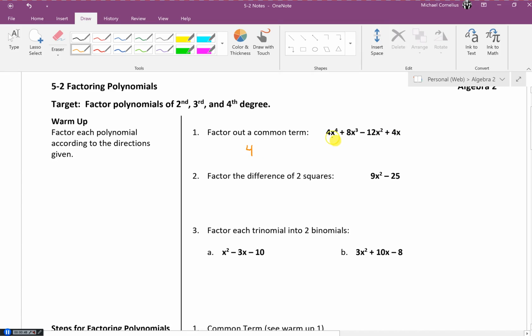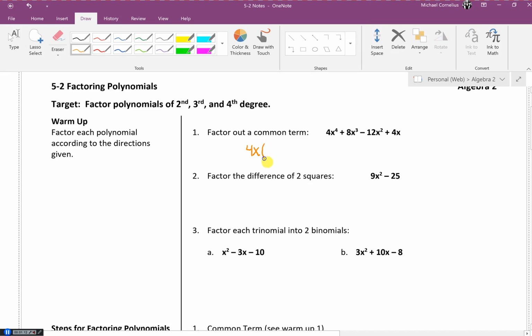And then I also notice that there's x to the 4th here. That means there's 4 x's being multiplied, 3 x's being multiplied, 2 x's being multiplied, and a single x being multiplied. So I can actually take out this x, but I'm going to take out a single x from the 4th term, the 3rd term, the 2nd term, and the 1st term. So that's x to the 1st.